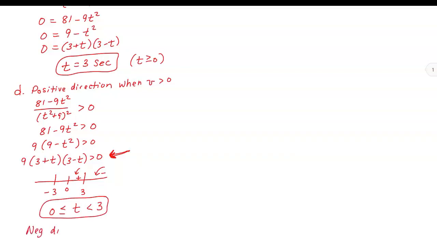Negative direction is when velocity is negative. So negative direction when v is less than 0. From our number line, you could see that is when t is greater than 3.